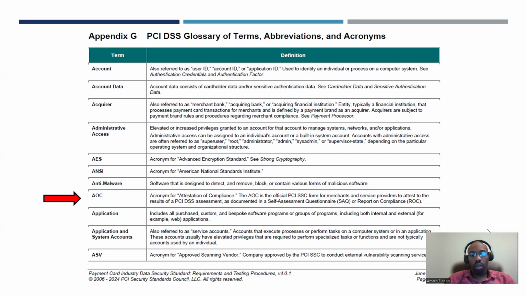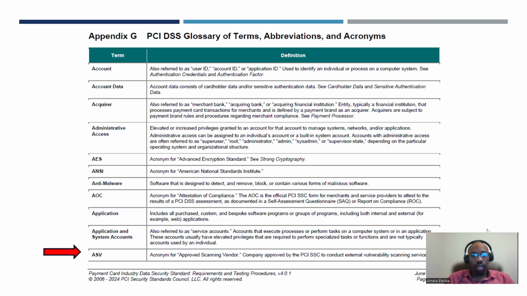AOC, this is very important. So AOC is what we call attestation of compliance, and it is an official PCI DSS form for merchants and service providers to show their results. Okay, so in that AOC, you can either have it as pass, and it can be fail, depending on what the AOC dictates. Okay, but just to address this is that the AOC is just a document that must be used for official use. And now there's a difference between the AOC and the ROC, which we'll talk about.